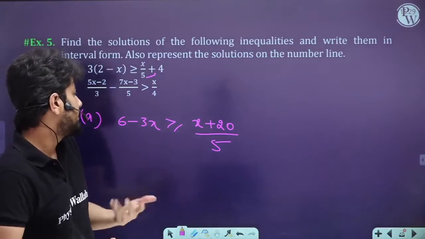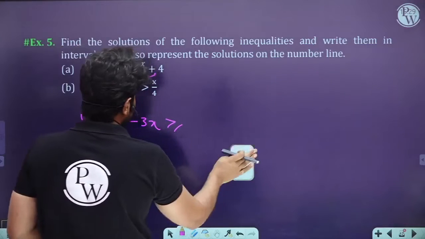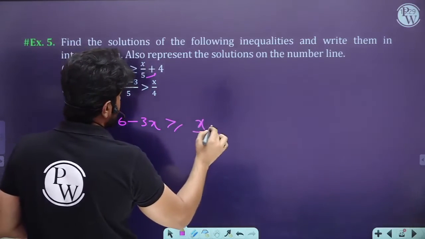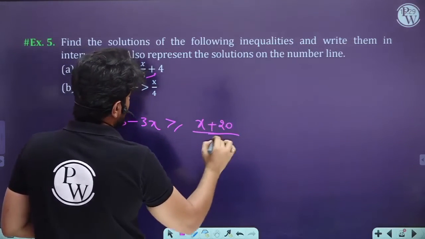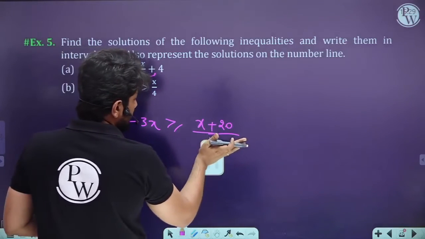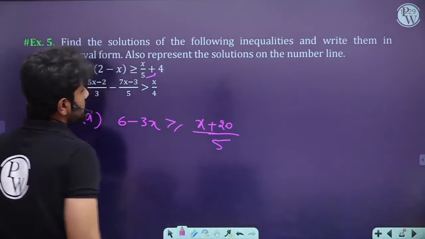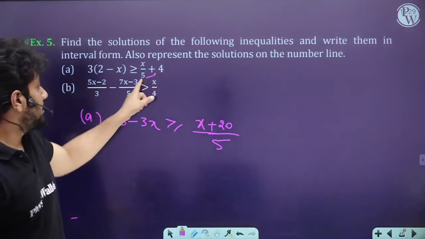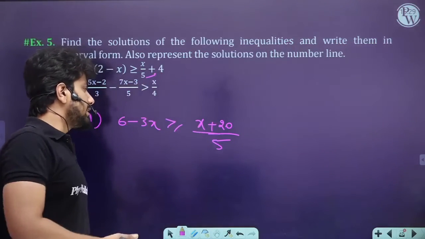If you want to do the LCM, that works. If you don't want to do the LCM, that also works. No problem in that as well. Basically, solve it your own way. The final answer should be the same. That's the only thing. So if I take the LCM, we get (x plus 20) whole divided by 5.